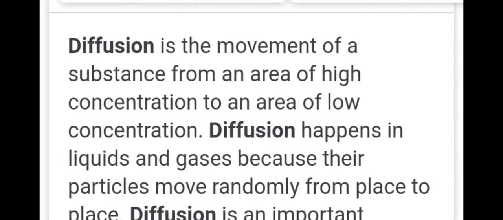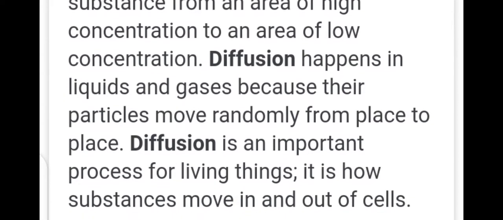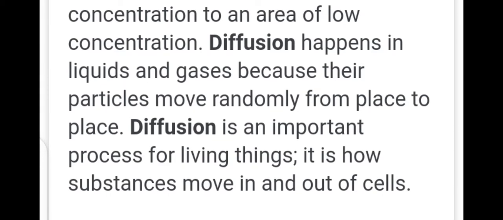Diffusion happens in liquids and gases because their particles move randomly from place to place. Diffusion is an important process for living things. It is how substances move in and out of cells. It also occurs in plant cells.